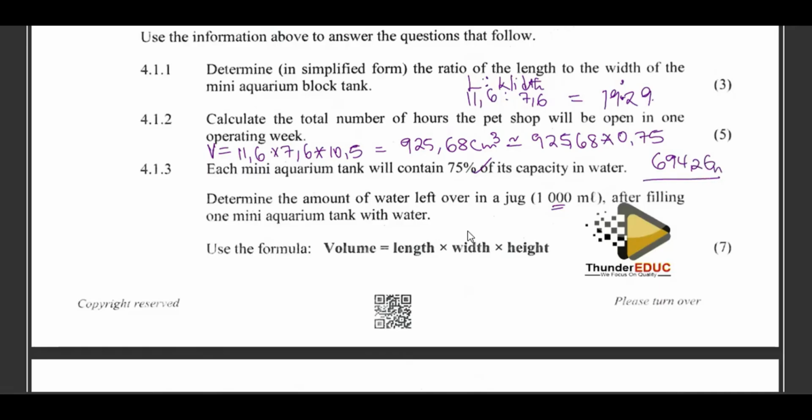When you multiply by 75%, you end up having 694,26. So this is the water that will be put in the aquarium. They're asking what will be left over. We shall get 1,000 minus 694,26 millilitres. When you subtract, the answer becomes 305,74 milliliters.